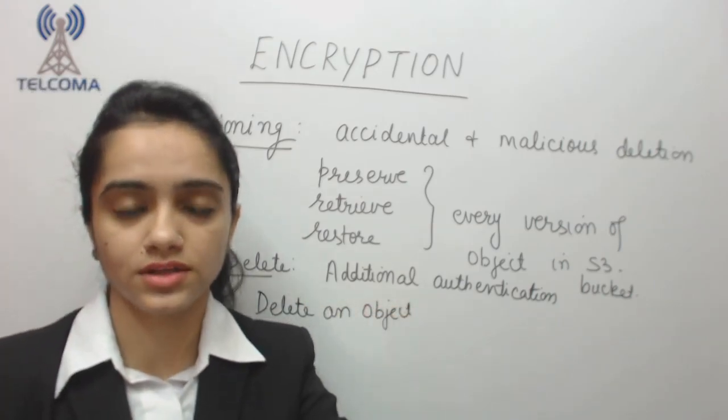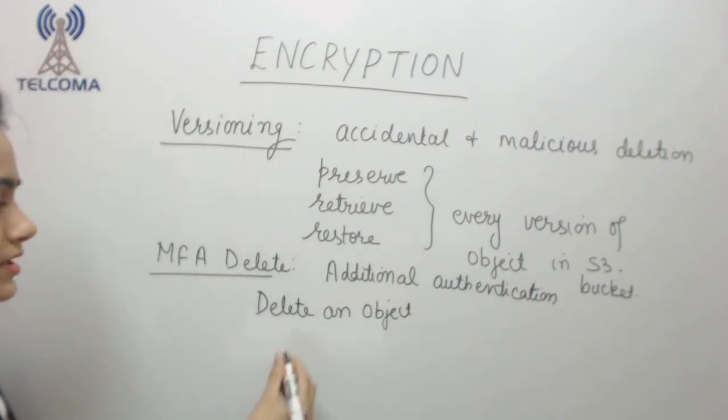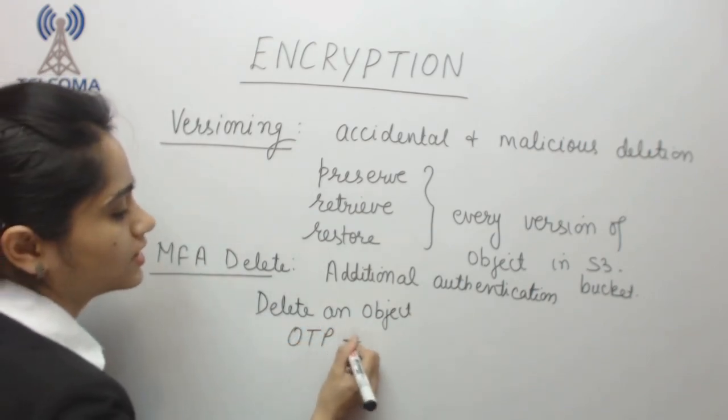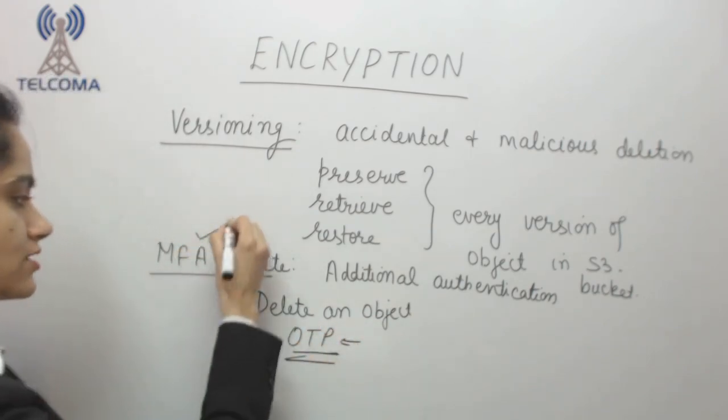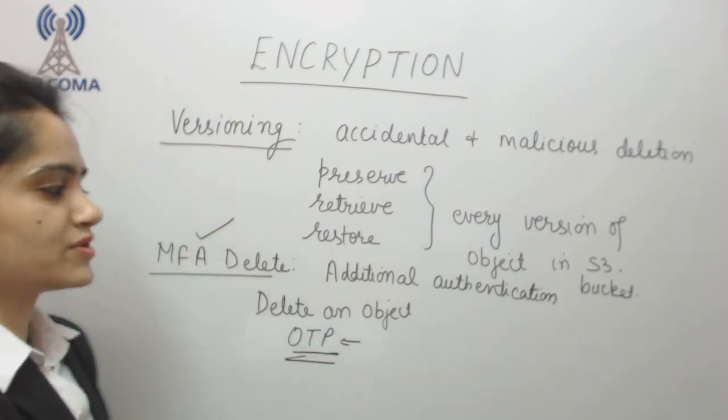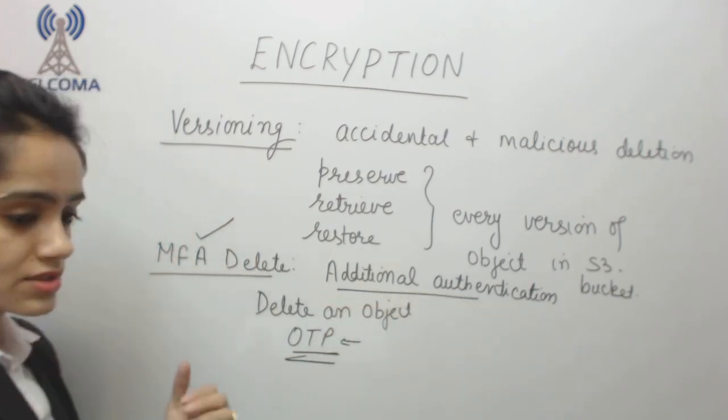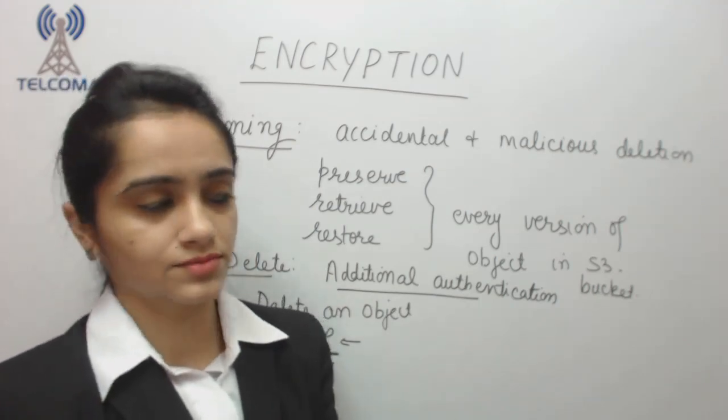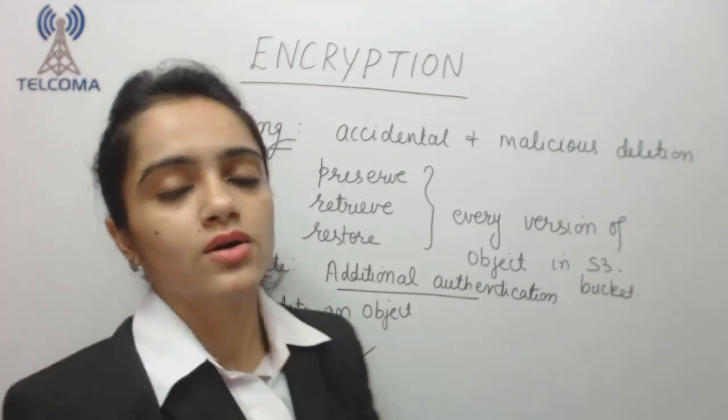For example, we require a one-time password, OTP, to delete an object. This is what we call MFA delete, an additional authentication. Every time we need to delete an object, we need a one-time password or a code for its deletion.